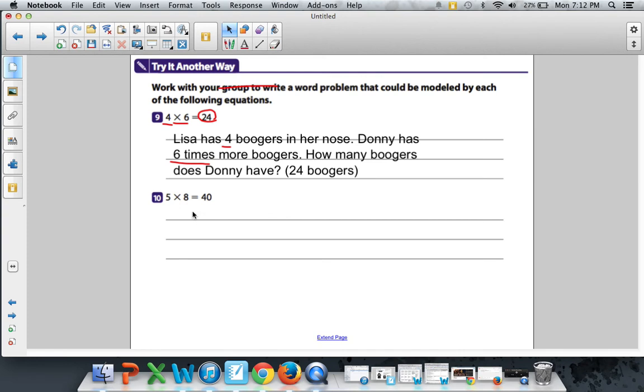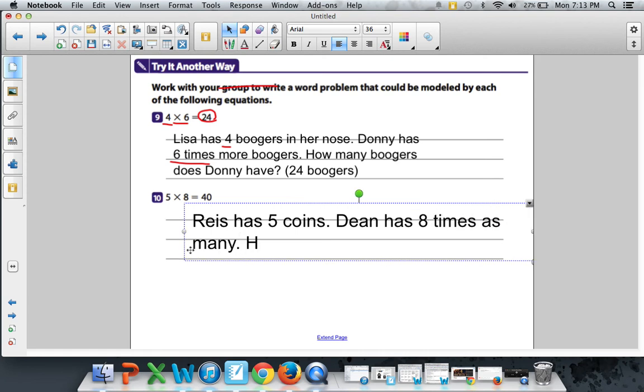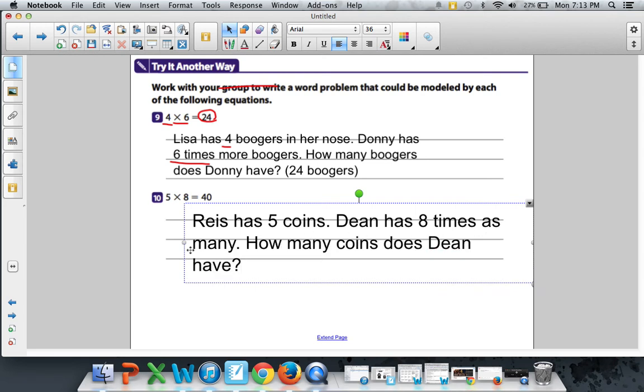Okay. We want me to use characters from the story that you guys like. Ray's has 5 coins because they have to pay for stuff in coins in the story. Ray's has 5 coins. Dean has 8 times as many. Oh man. How many coins does Dean have? The answer? Well, it's kind of right there on the page, so it kind of spoils it. 40 coins. 40 coins, the answer.